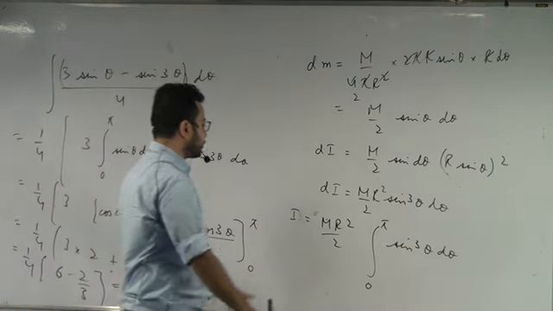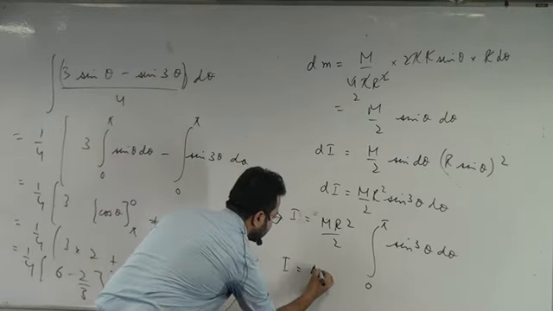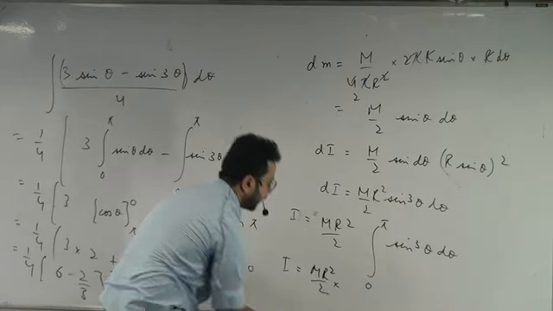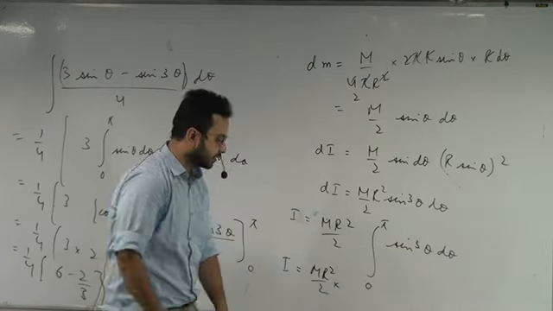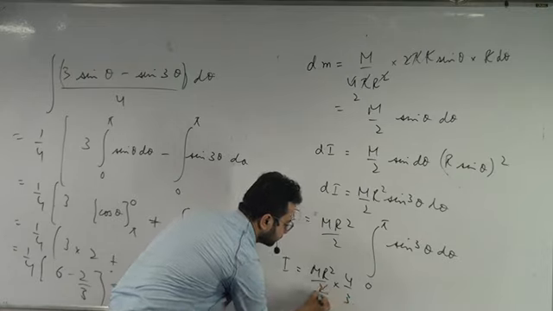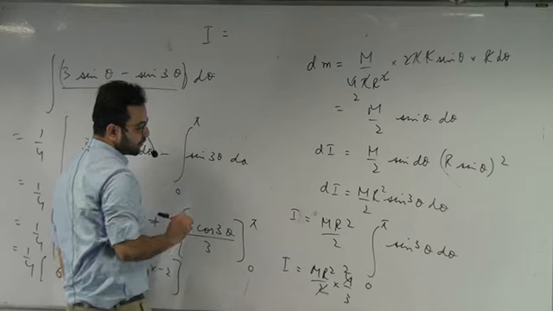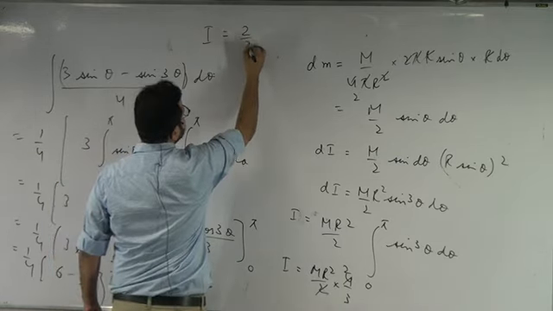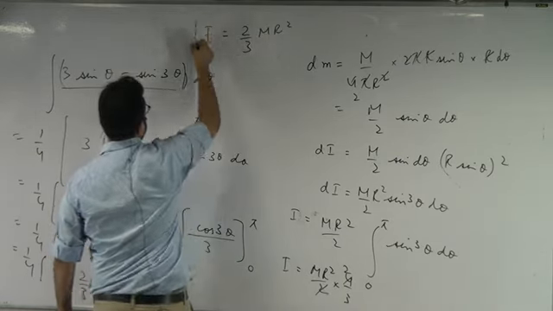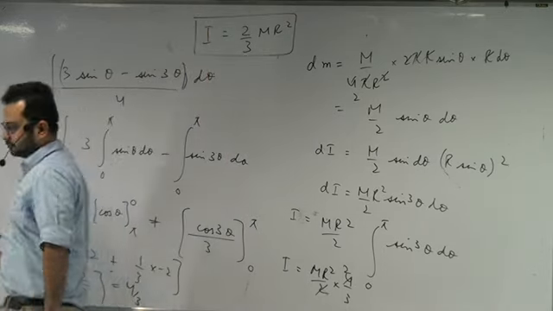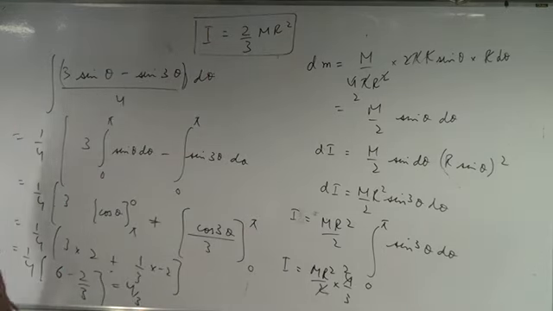Okay, so let's substitute it here. So the moment of inertia would be mr square by 2, and this whole thing comes out to be 4/3. So finally the moment of inertia of the sphere, hollow sphere, about its diameter is 2/3 mr square. Is that clear?